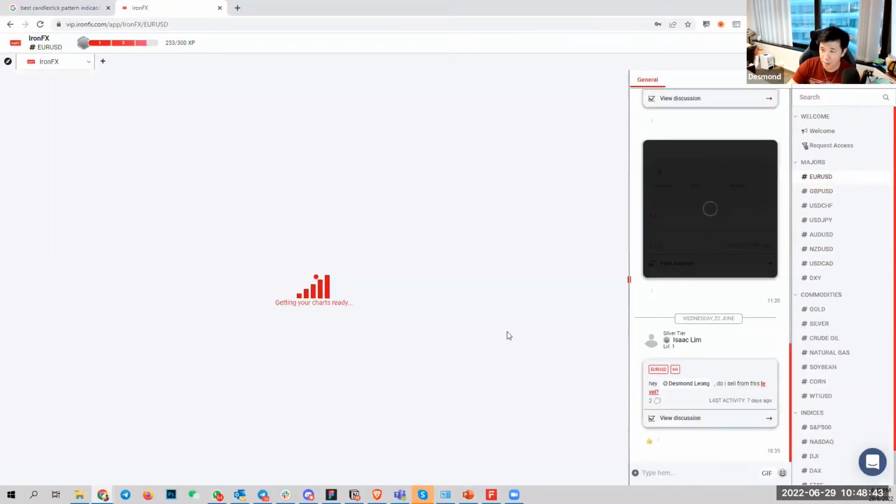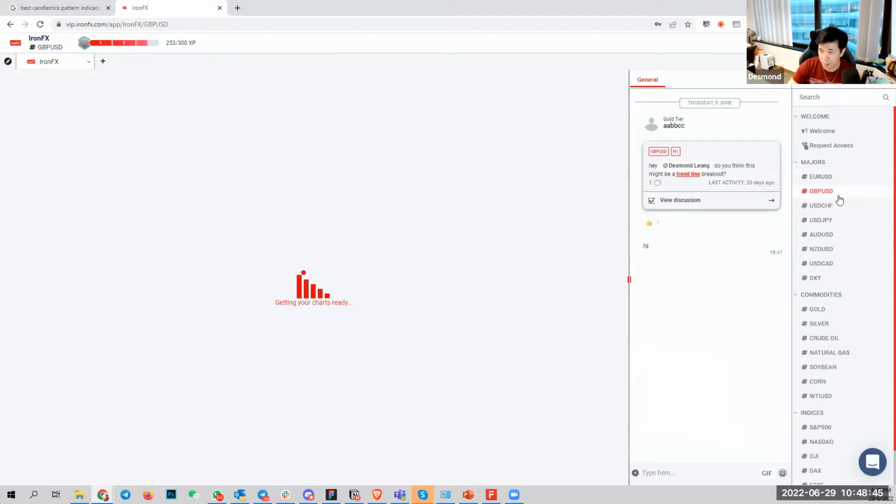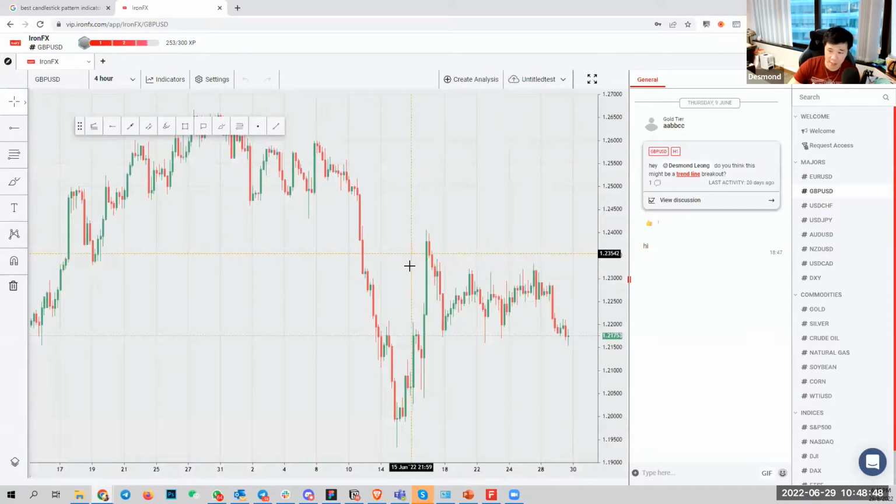In the VIP room, what you'll be able to do is you can actually come in here, right? You can see a chart, right?